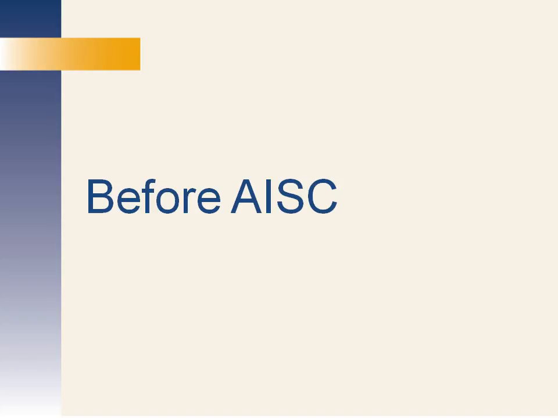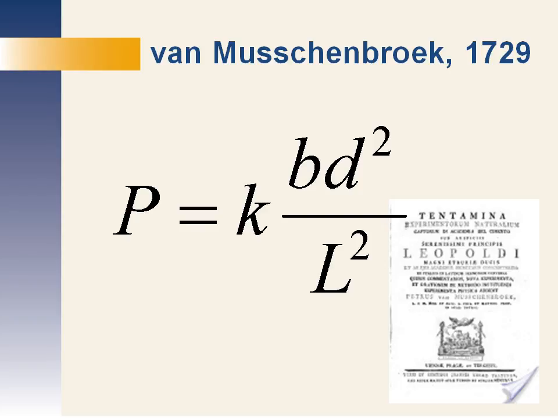And by before, I actually mean way before. We'll start in 1729, to be exact. That's when von Musschenbroek published the first paper concerning the strength of columns.